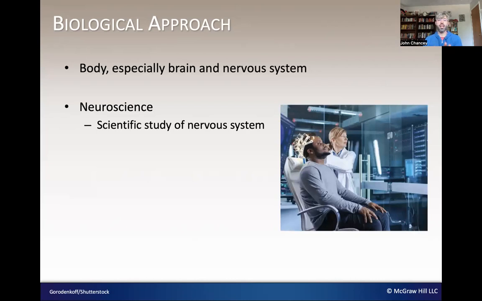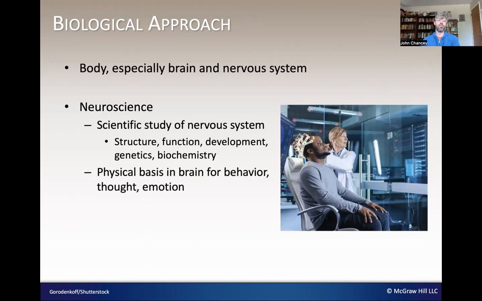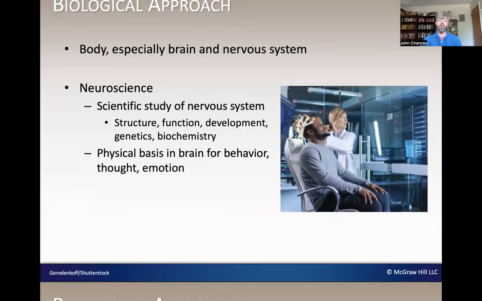We will spend, I think, at least 3 chapters exploring this topic in more detail, looking at the structure, the function, the development, genetics, and biochemistry of the brain, of the nervous system and all its various parts. We will explore this in more depth, I believe, in chapter 2. So this is really looking at a physical basis to explain behavior, thinking, and emotions. And you might look at specific parts of the brain to explain those things.